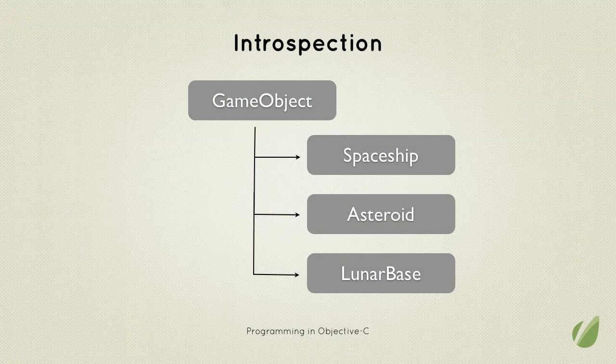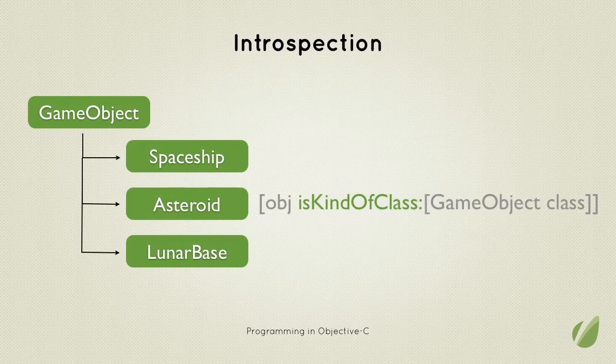Now, let's add some complexity to this code. Take a look at this hierarchy, and let's say that Spaceship, Asteroid and LunarBase are all subclasses of GameObject. Now let's modify the fire method to accept only objects inherited from the GameObject class. We can obtain this result using the method isKindOfClass.